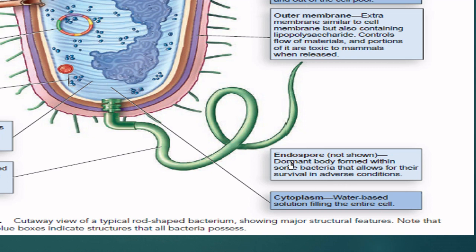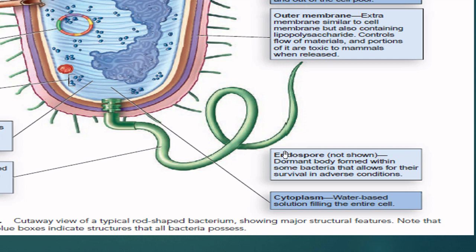And the endospore. What is an endospore? It is a dormant body formed within some bacteria that allows for their survival in adverse conditions. Suppose some bacteria are placed in a 75 degree Celsius environment or in a very dry environment. In that adverse condition, for their survival, bacteria go into their dormant state. That means they do not divide or reproduce. That time is called the dormant state, and that portion is known as the endospore structure of bacteria.